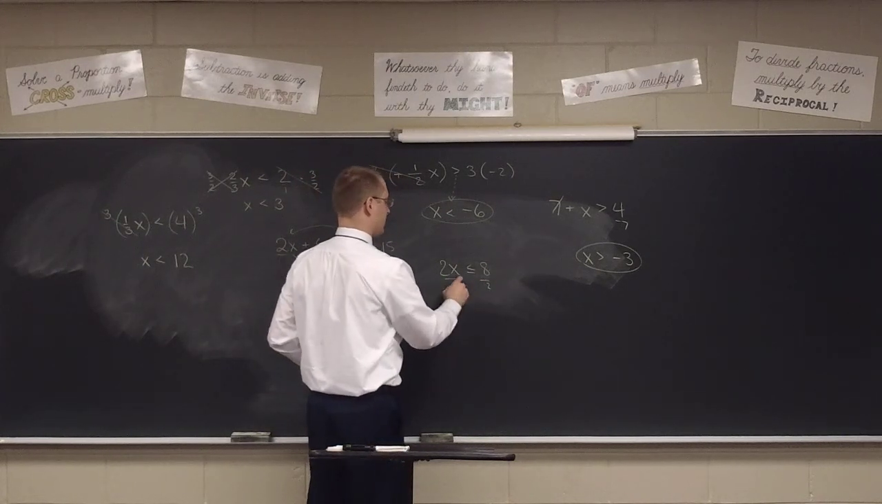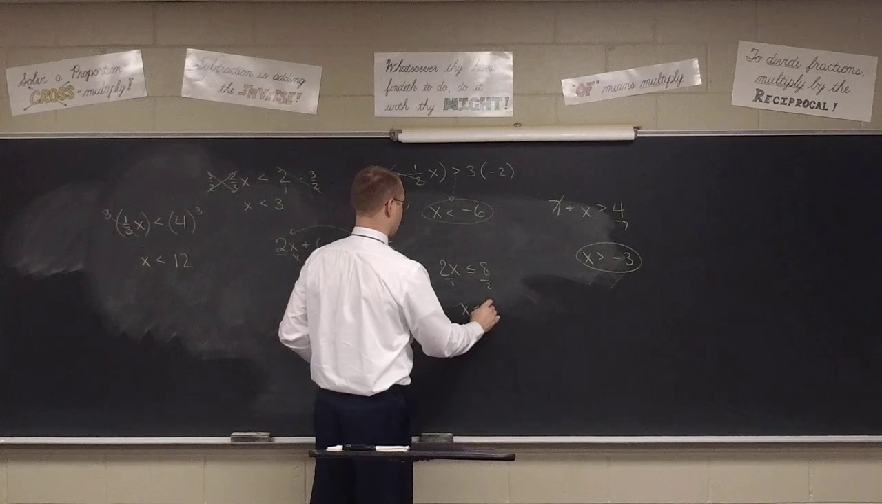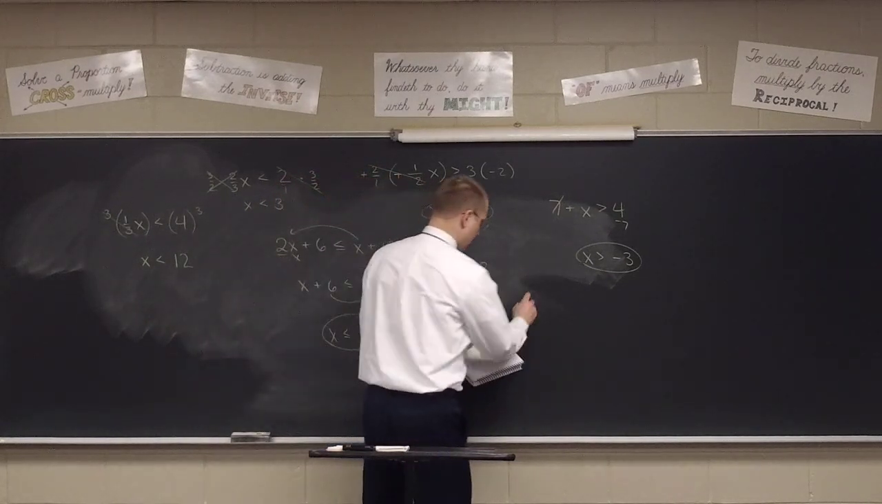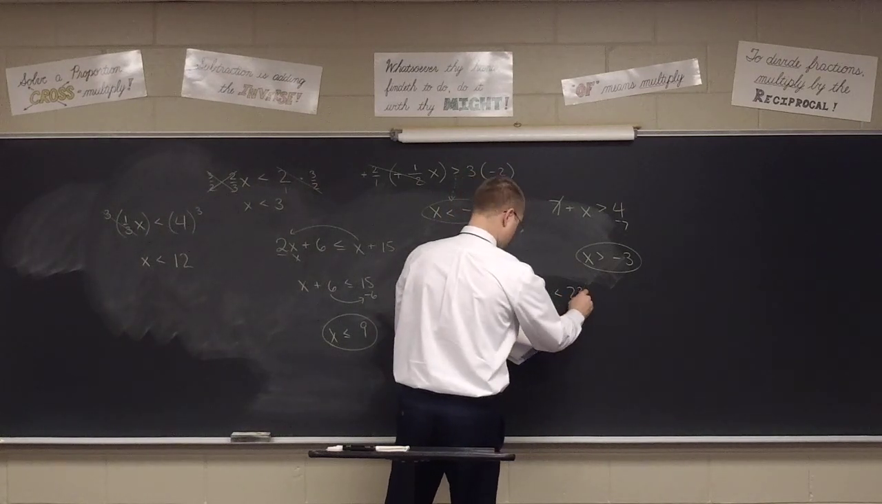To get? Good, x is less than or equal to 4. Just divide away the 2. Look at number 11. Negative 2x is less than 23.